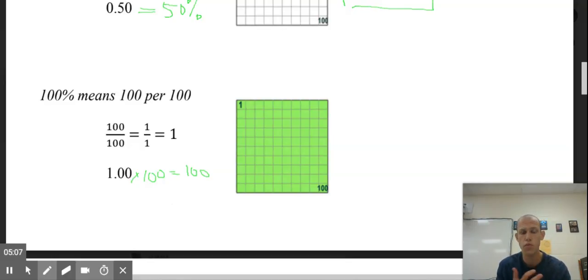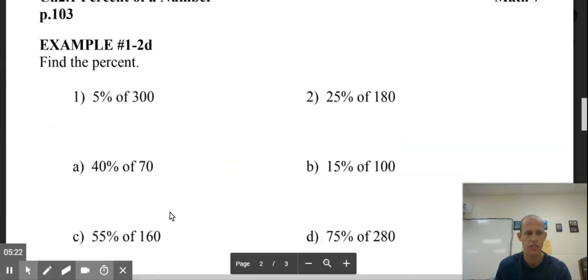So this is a visual of what percents look like, but remember, not everything's going to be broken down into 100 pieces. If they're not, you just have to think about it as a long division problem. So scroll down and look at a few examples.